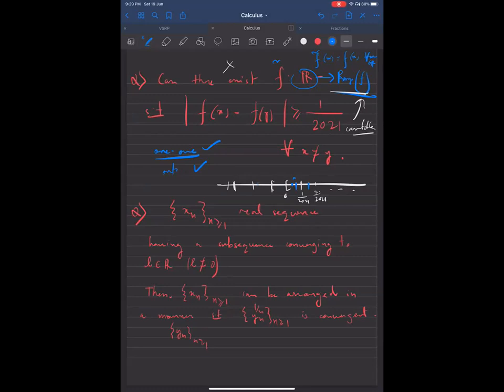And how many intervals are there like this? There are countably many intervals, because you can biject naturally with the integers very easily, right? The intervals are of the form z by 2021, (z plus 1) by 2021, and z is in the integers. So again, z ranges over a countable set. So the number of intervals is countable.